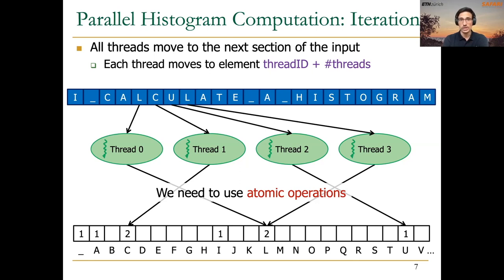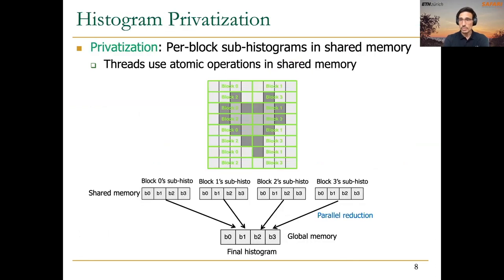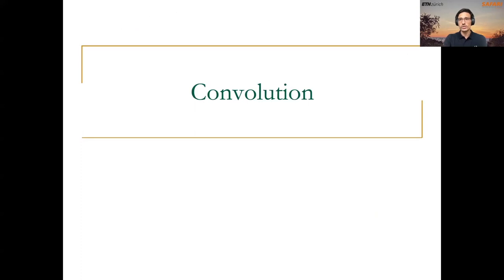In order to avoid data races, we have to use atomic operations. But atomic operations might entail an important overhead. Whenever we have an atomic conflict, there will be serialization, and this serialization affects the performance. So we were discussing a few important optimizations in order to improve the performance of histogram computation. The most important one was privatization, which essentially consists of creating sub-histograms. In the case of GPUs, we create per-block sub-histograms in shared memory, and at the end of the execution, when these sub-histograms are complete, we perform a parallel reduction in order to obtain the final histogram in global memory.